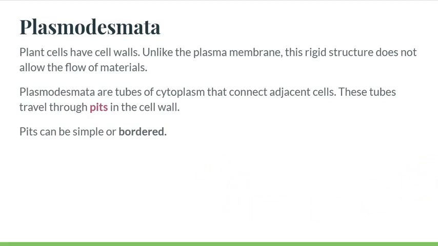When you look at a bordered pit straight on in a really good microscope slide, you're going to see this donut that surrounds the pit. But if you're just looking at a simple pit, then it's just a hole, and it doesn't look like anything special. Okay, so it's unlikely you'd have that level of detail in your homemade microscope slides, but potentially you will. And that is the end of cell components.